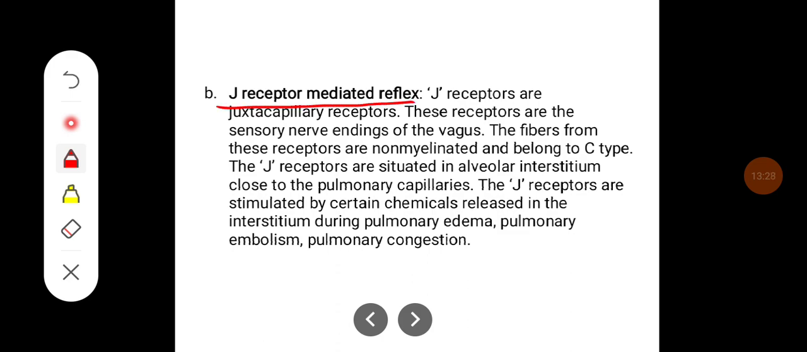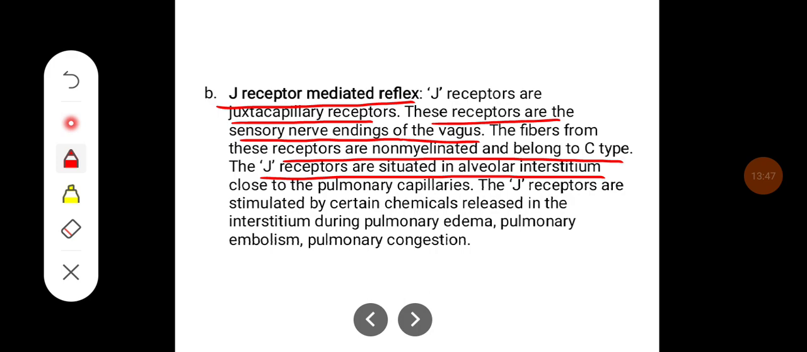J receptor mediated reflex. J receptors are juxtacapillary receptors. These receptors are the sensory nerve endings of the vagus. The fibers from these receptors are non-myelinated and belong to C type. The J receptors are situated in the alveolar interstitium close to the pulmonary capillaries. J receptors are stimulated by certain chemicals released in the interstitium during pulmonary edema, pulmonary embolism, and pulmonary congestion.